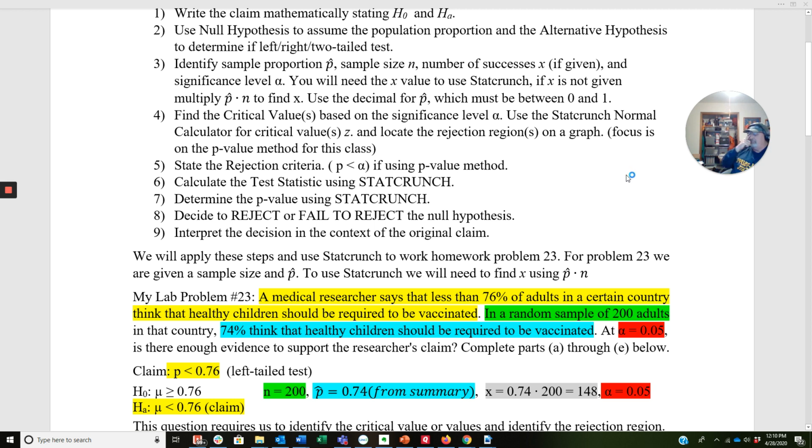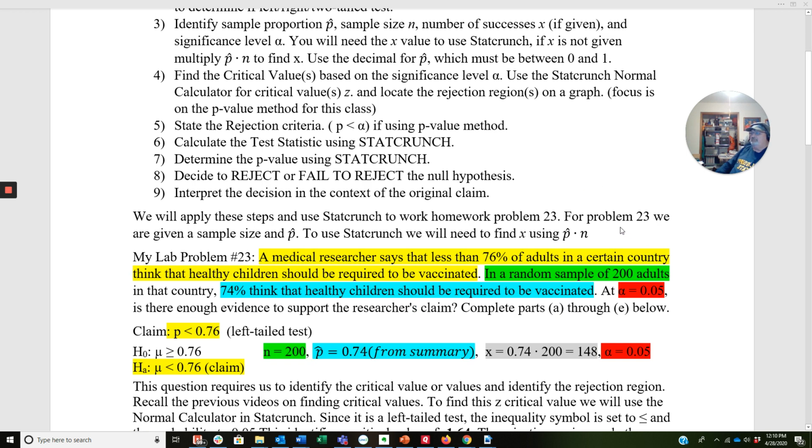So you see, in many ways, it's very similar to what we've been doing, but we're going to use a different StatCrunch function for doing hypothesis tests with proportions. If you'll recall, it's the same one we use for doing confidence intervals with proportions in the last chapter. So we're going to work problem number 23. In this problem, we're given a sample size and p hat. To use StatCrunch, we will need to find x using p hat times n.